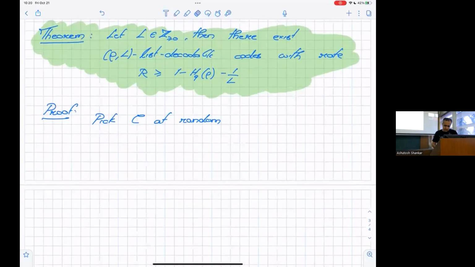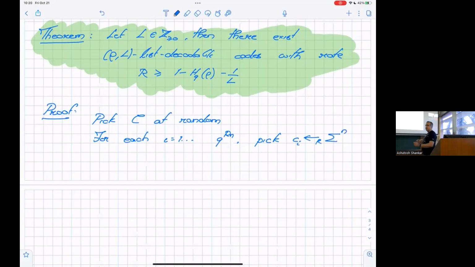What do I mean by pick C at random? That is, for each i going from 1, 2, all the way up to 2 to the power Rn, pick C_i just at random from sigma. For each of these, just pick completely at random, completely random and independent.